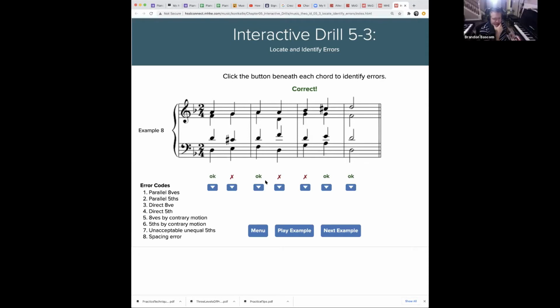Ah, I see the problem. Do you see the problem? Let's hear the example. Oh, I'm just kidding. It's not a problem. One more. All right, number 3. This one's easy, right? Spacing error. Let's go for it. No. Okay.